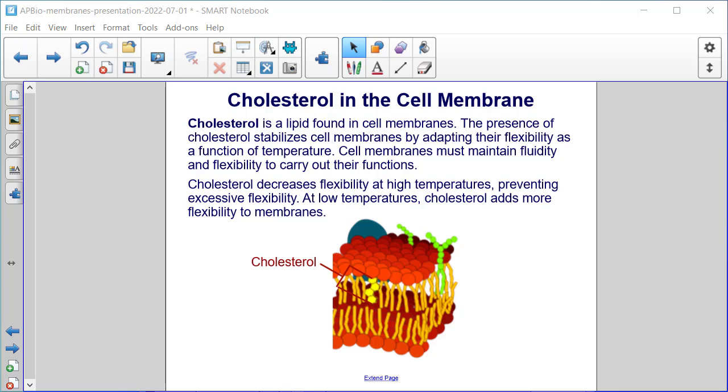Cholesterol in the cell membrane. Cholesterol is a lipid found in cell membranes. The presence of cholesterol stabilizes cell membranes by adapting their flexibility as a function of temperature. Cell membranes must maintain fluidity and flexibility to carry out their functions. Cholesterol decreases flexibility at high temperatures, preventing excess flexibility. At low temperatures, cholesterol adds more flexibility to membranes. In the image, you can see this molecule right here is the cholesterol in the cell membrane.